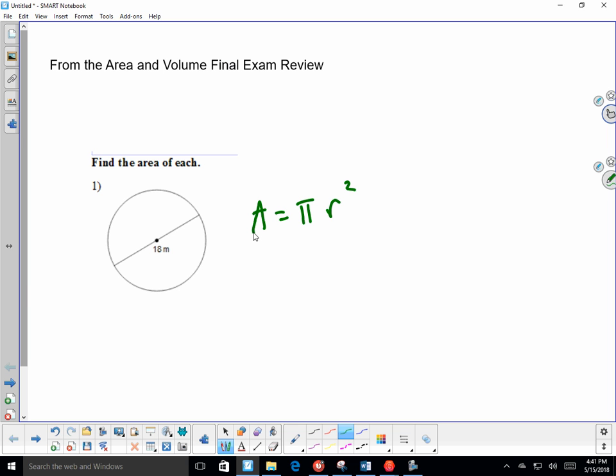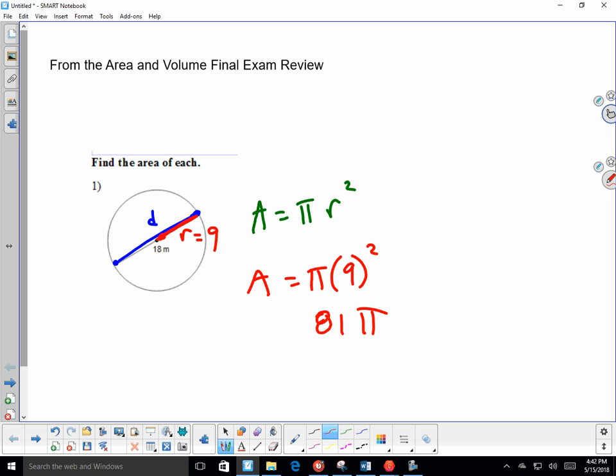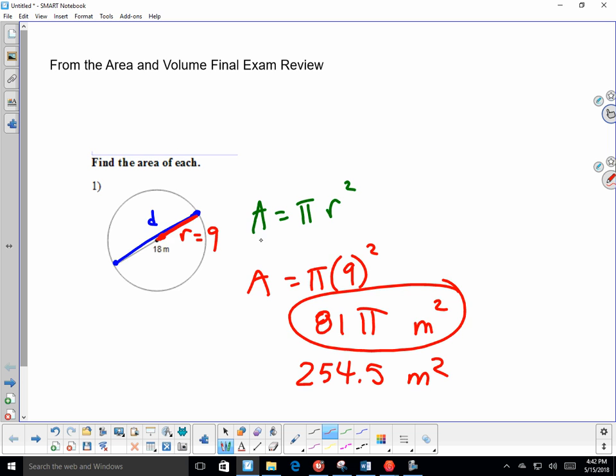In this case, if the diameter here is 18, then the radius is going to be half of that, so the radius is going to be equal to 9. So we're going to plug in 9 and get 9 squared, and we get 81 pi as our answer, and our units would be meters squared. So that's our area, and if we want to have this in terms of a decimal, like rounded to the nearest tenth, then we could plug this into our calculator and get 254.5 meters squared.